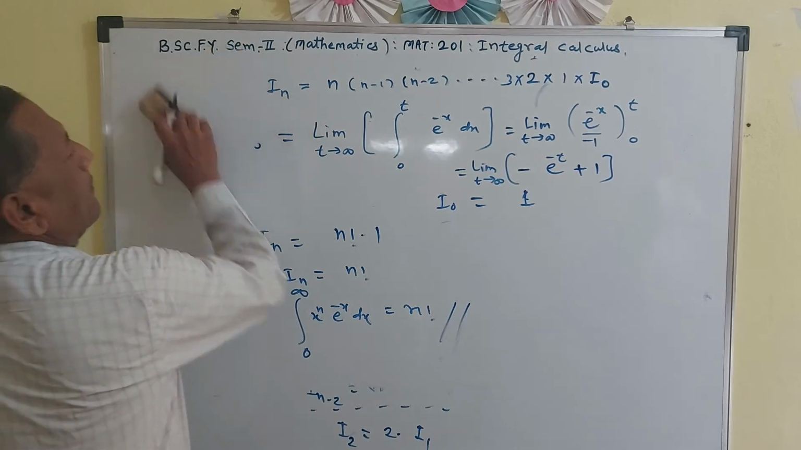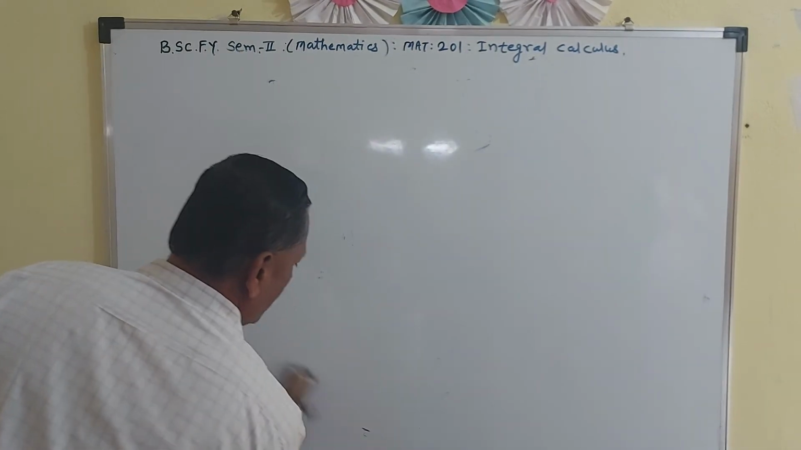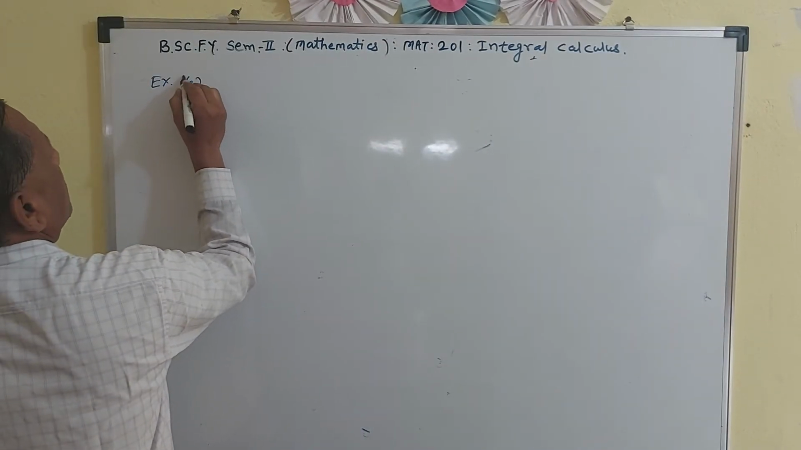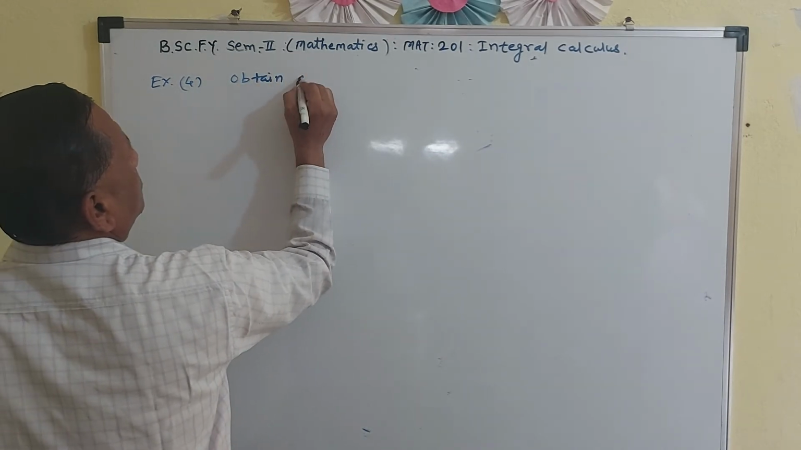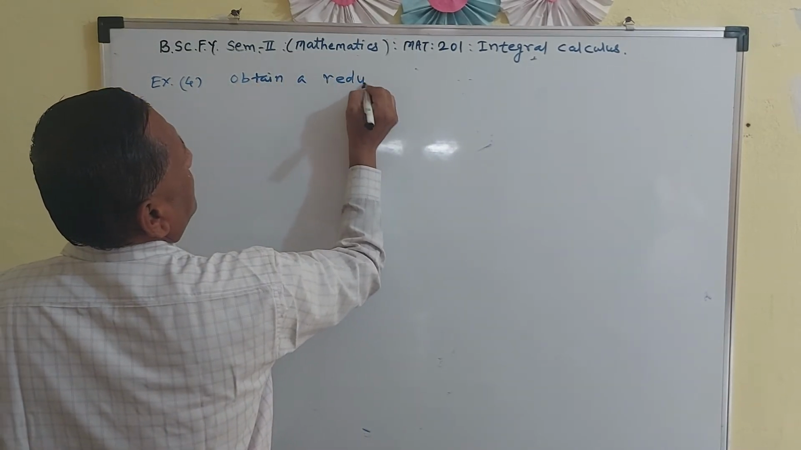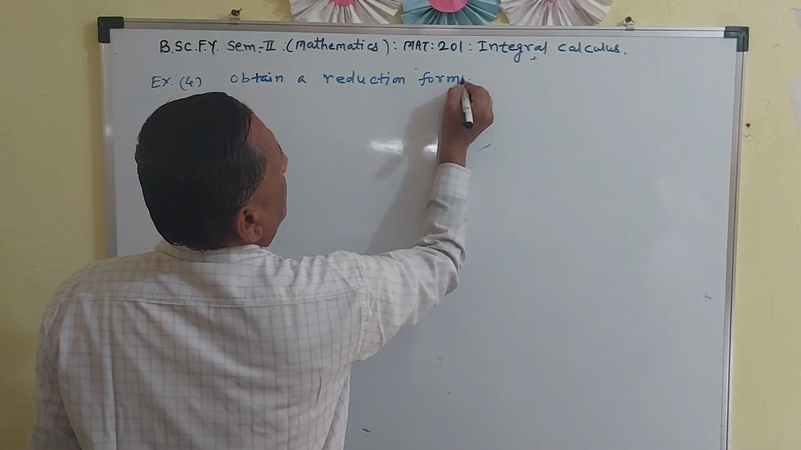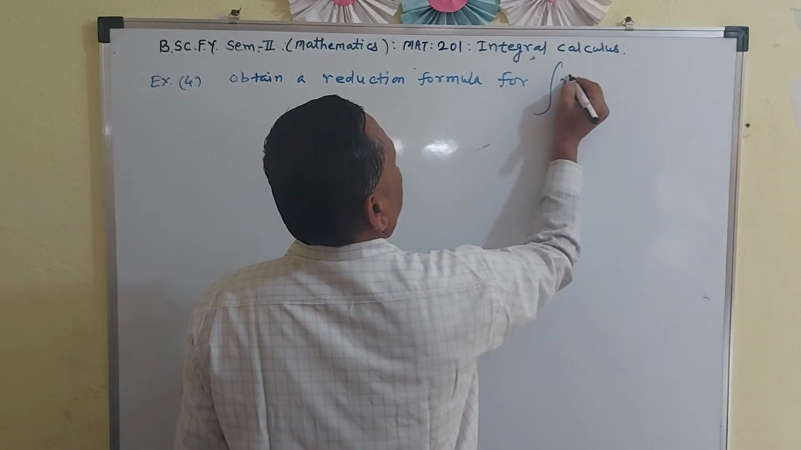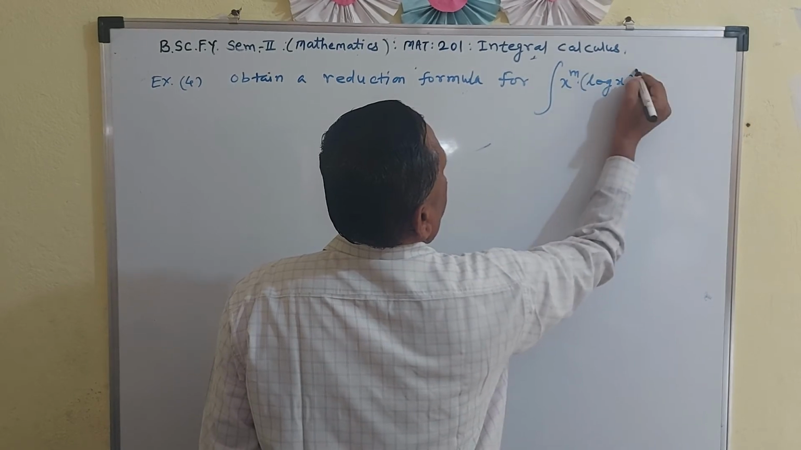Now we see one more example. Example 4: Obtain a reduction formula for the integration of x raised to m into log of x raised to n dx.